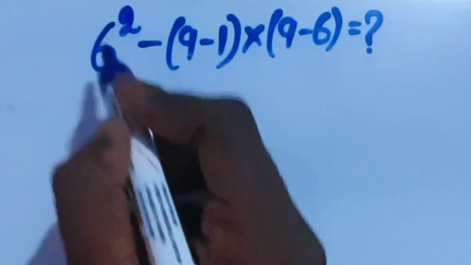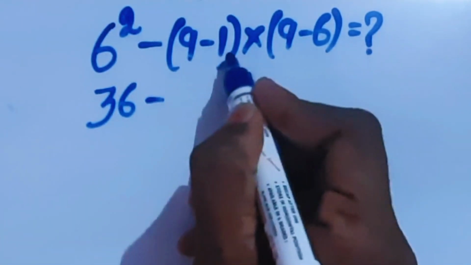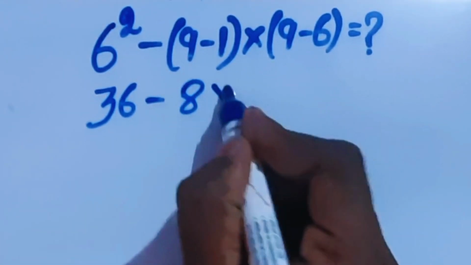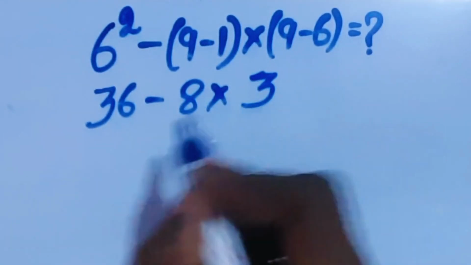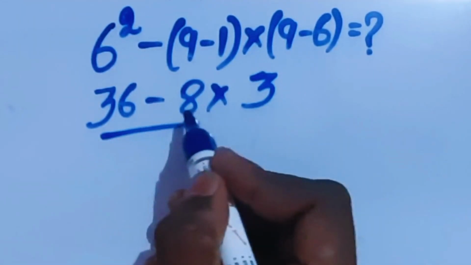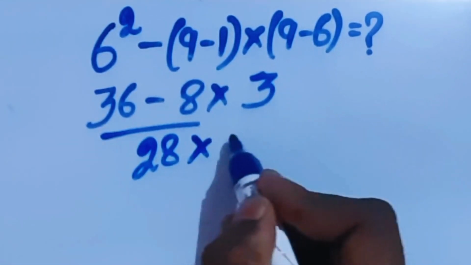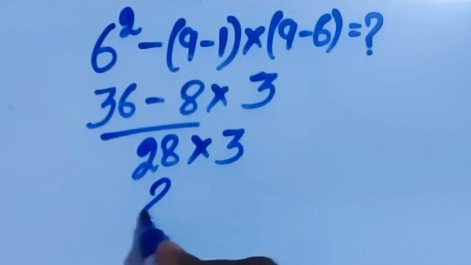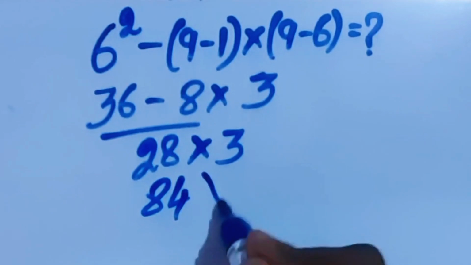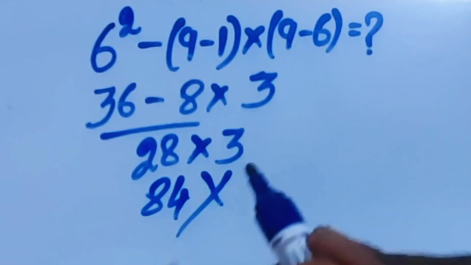Hey guys, here 6 square is 36, minus 9 minus 1 is 8, times here 9 minus 6 is 3. Here 36 minus 8 is 28, times this 3. Here 28 times 3 is 84. This is the wrong answer. As per the order of operations, this 84 is the wrong answer.